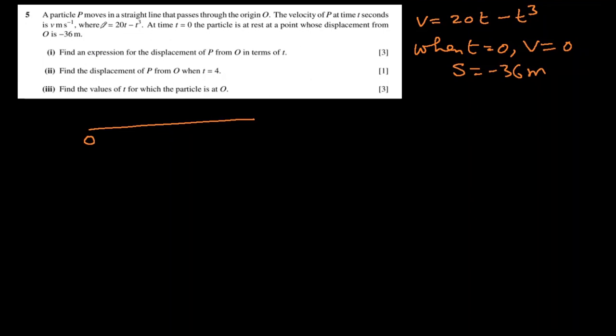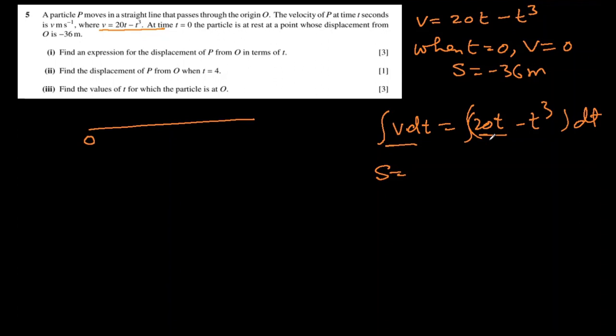So we have the expression for velocity. Let's integrate the velocity equation and we'll get the equation for displacement. So it will be the integral of 20t minus t cube dt. So the integration of the velocity equation gives us displacement. Integration of 20t will be 20t square over 2 minus t to the power 4 over 4 plus c. We can cancel this.